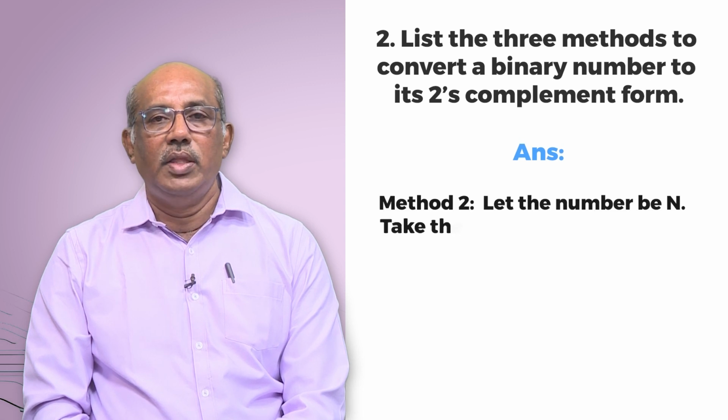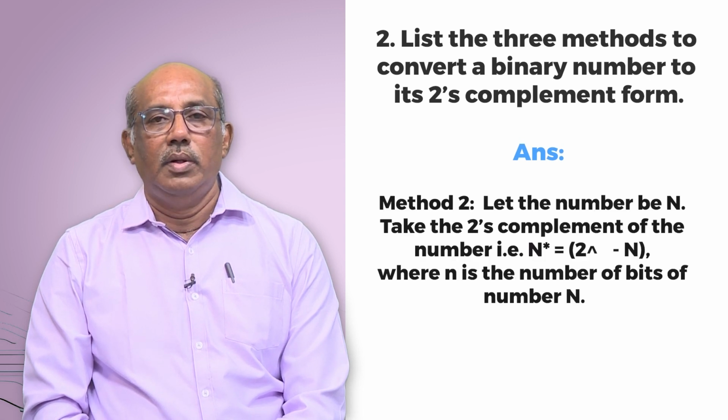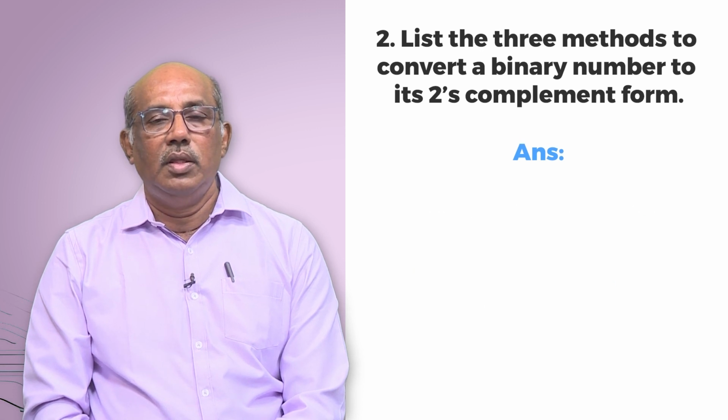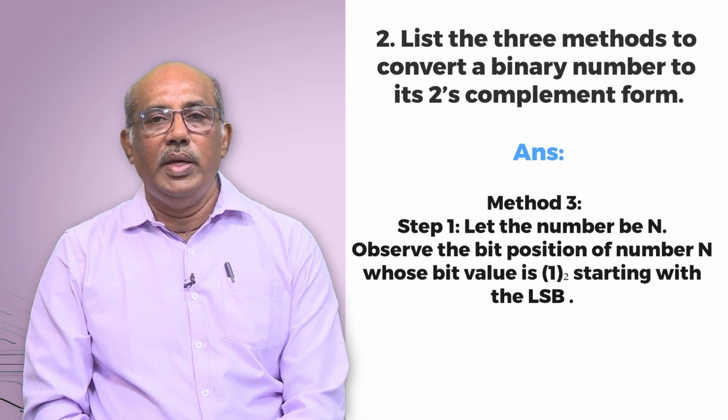The second method is, let the number be capital N, I am denoting it. Take the 2's complement of the number, that is capital N with asterisk, that is equal to 2 raised to n minus N, where small n stands for the number of bits of the number capital N. So, this is one way of getting the 2's complement of a binary number. The third method is that let the number be N. Observe the bit position of number N whose bit value is 1, starting with the least significant bit.